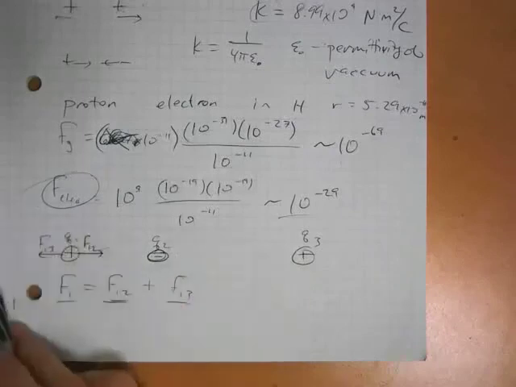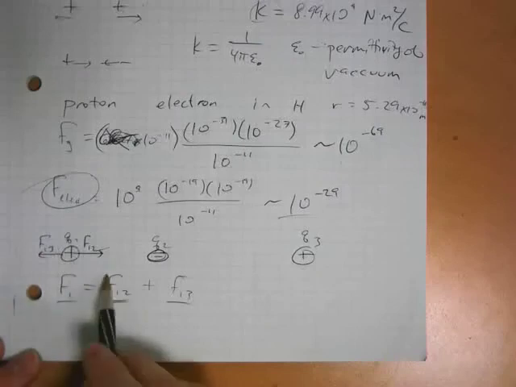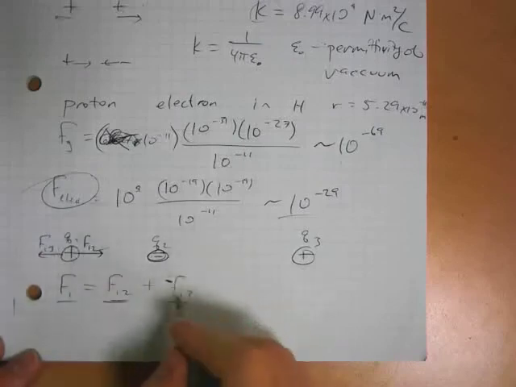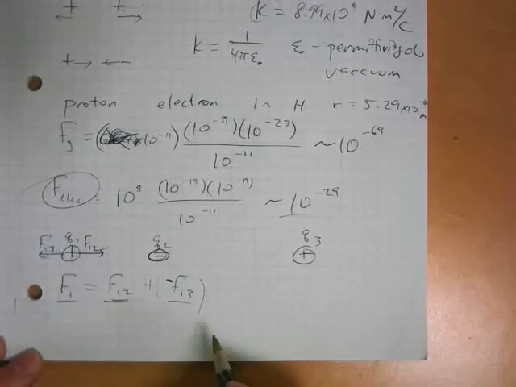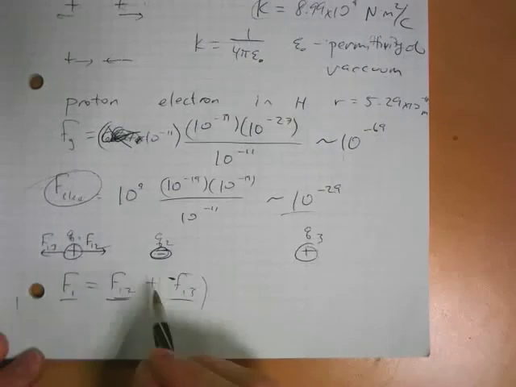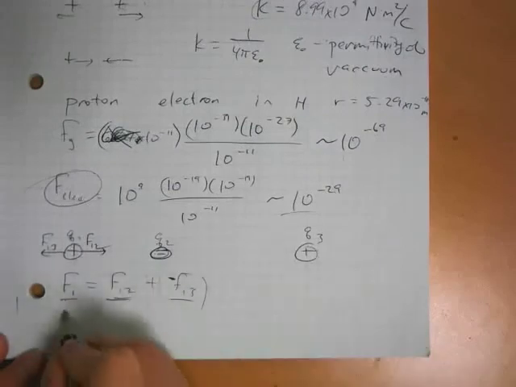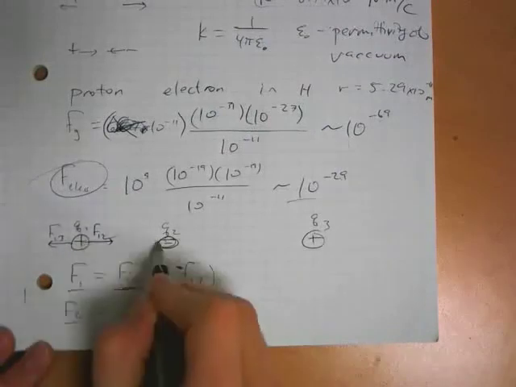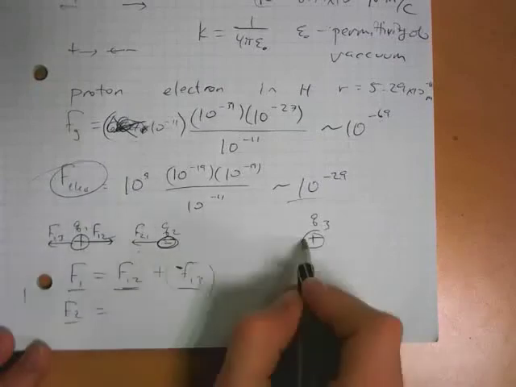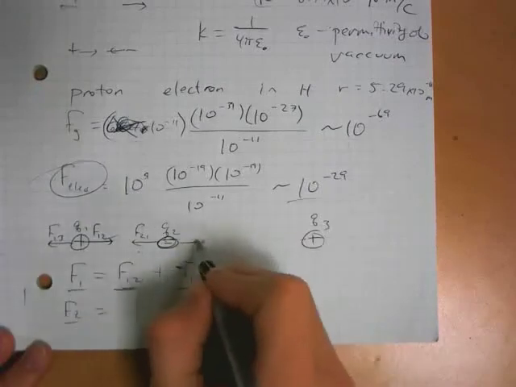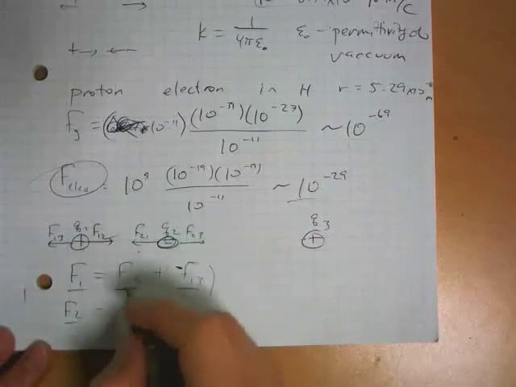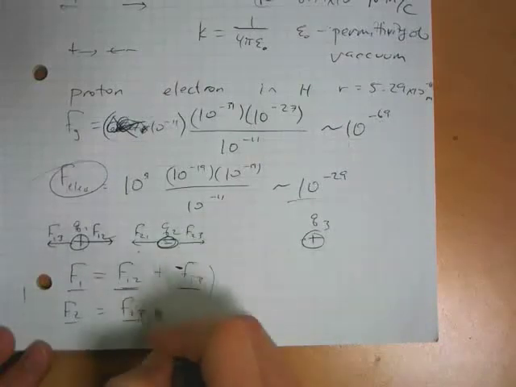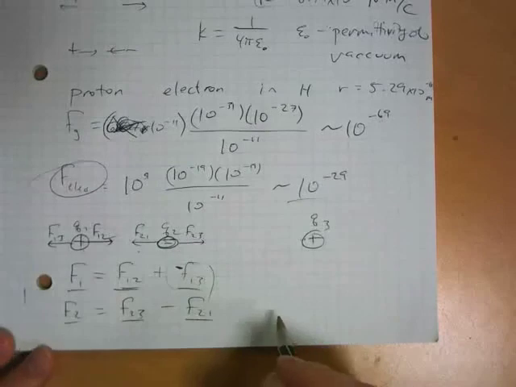So then when we plug this in, we plug this in as a positive number, and then we plug this in as a negative number because it's going in the opposite direction. So that's how we assign our signs to our forces. The force on 2: 1 and 2 are opposite charges, so they're going to attract. The force on 2 because of 1 is going to be to the left. Again, 2 and 3 are also opposite charges, they're going to attract, so the force on 2 because of 3 is to the right. So we would put a minus sign on the force on 2 because of 1.